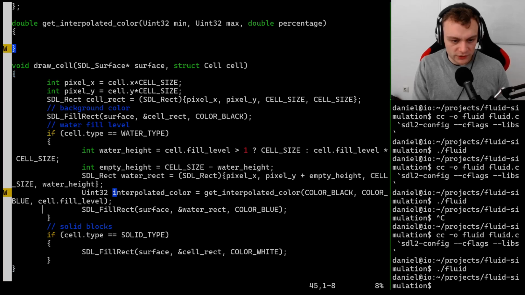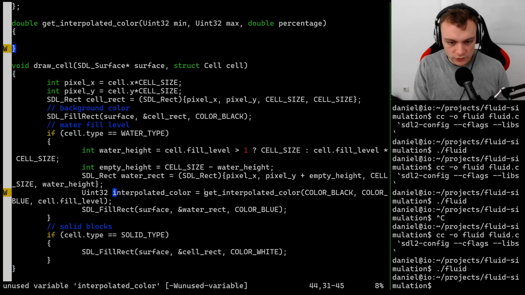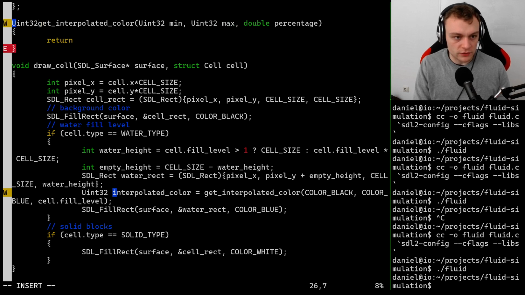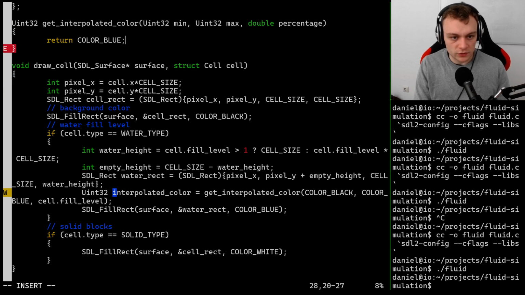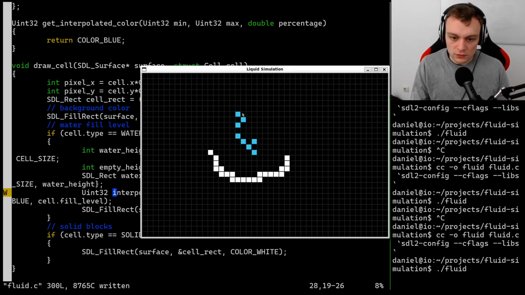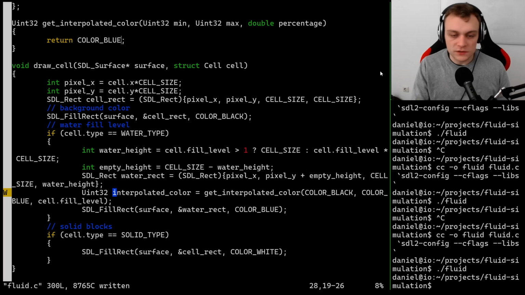Okay, let's try the interpolated colors approach again. So we interpolate colors right here. We should be able to, if we just return, no, we return a uint32, not a double. We return color blue, then this should be equivalent to the code we had before. Yeah. Now, how does it look if we return?